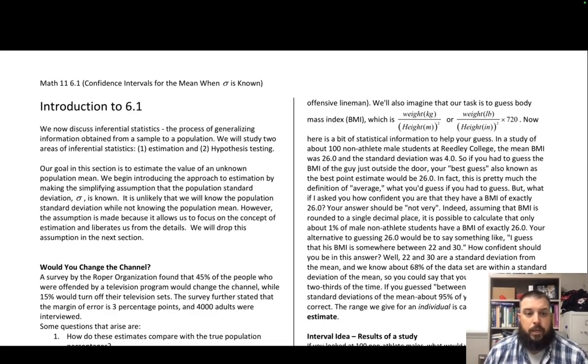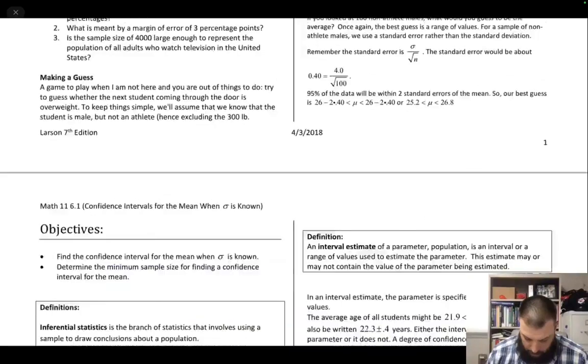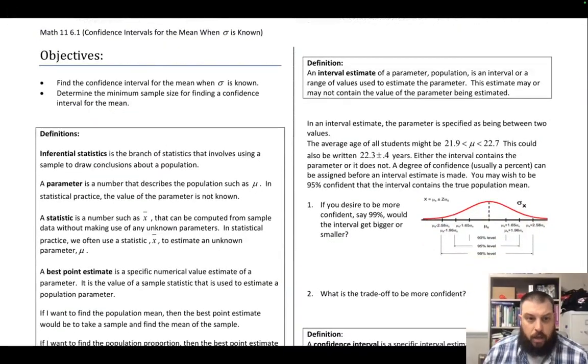All right, so we did some stuff to introduce this idea of confidence intervals and margin of error. And so we're going to continue with confidence intervals for the mean when our sigma, or standard deviation, is known. Find the confidence interval for the mean when standard deviation is known, and determine the minimum sample size for finding a confidence interval for the mean.